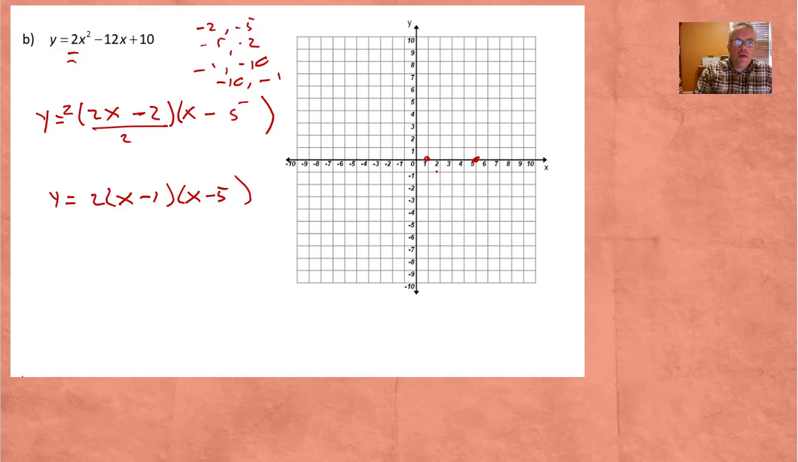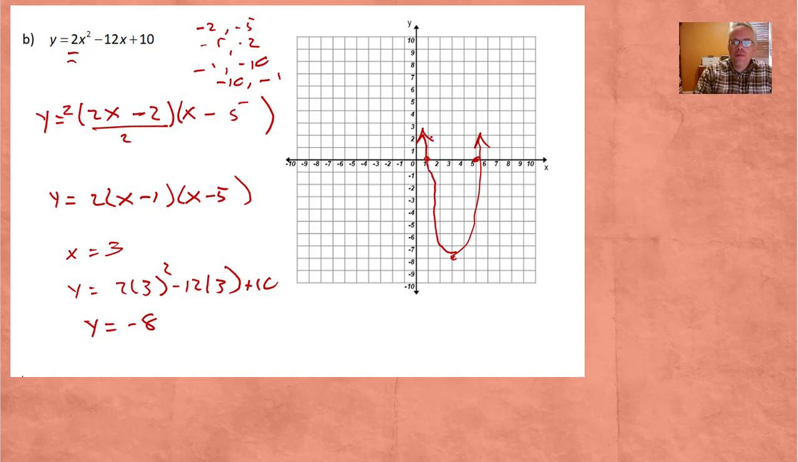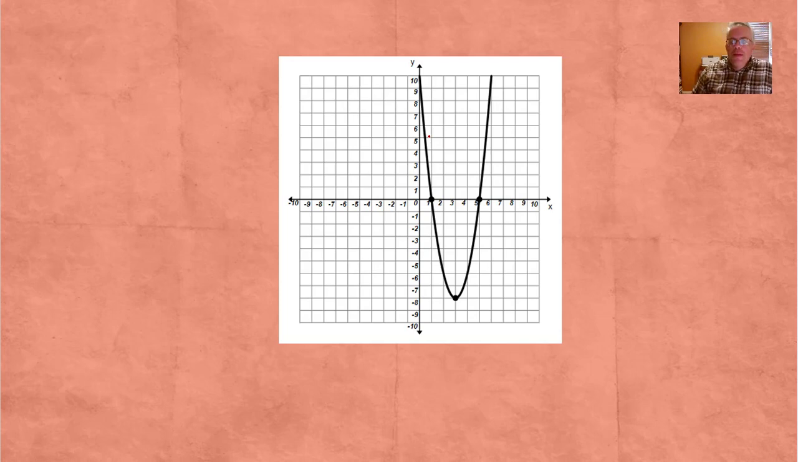And the vertex will be right in the middle. The x-coordinate of the vertex is 3. And when we put that in, we get y equals -8. 3, -8. And I'm going to do the best I can to draw my sad little parabola. All right. Well, there's the professional one.